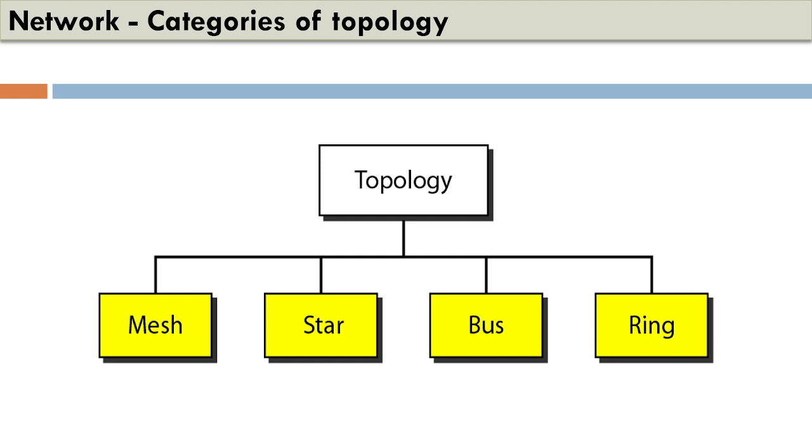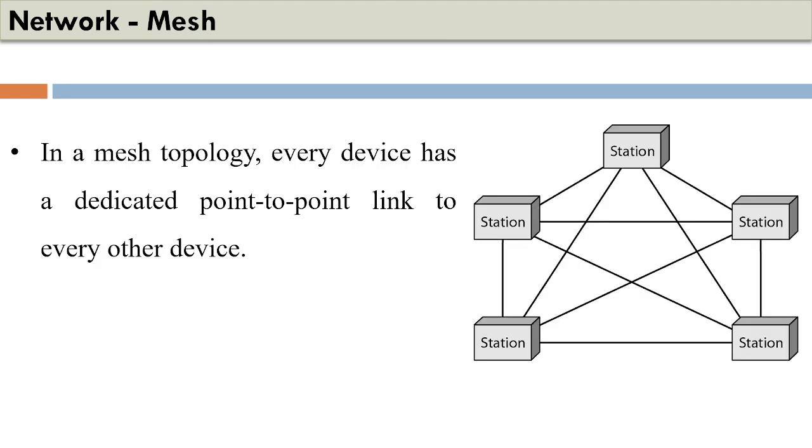One is called the mesh, the other one is the star, the next is bus, and then is the ring. So when we talk about the mesh, you can see we are taking an example of 5 nodes. Here it's written as station.